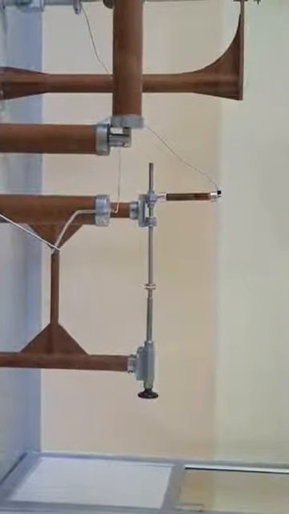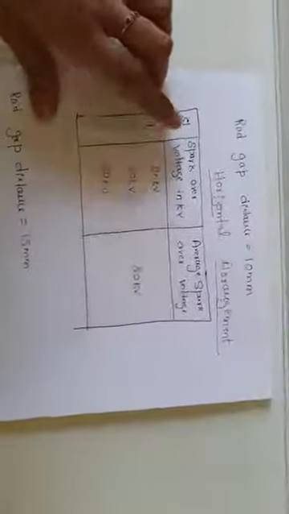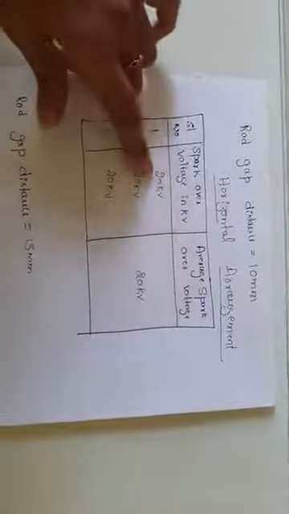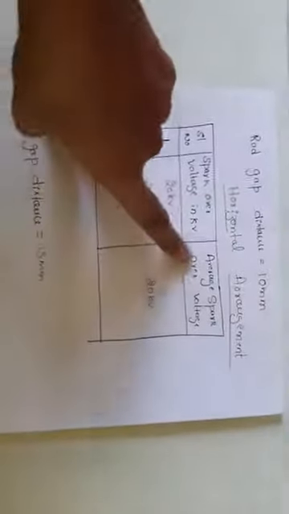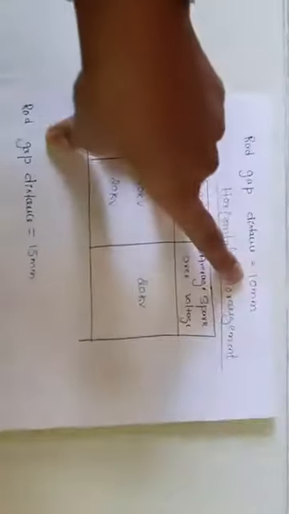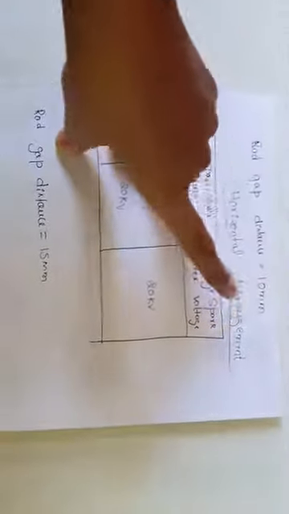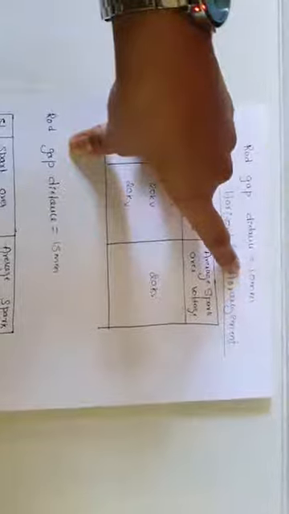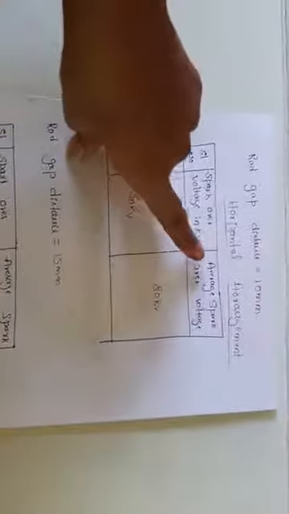For the 10 millimeter we have taken three readings. The breakdown has occurred at 20 kilovolt, so we can write the average spark over voltage is 20 kilovolt for a distance of 10 millimeter. In the same way we can increase the distance to 15 millimeter, 20 millimeter also, and in the same way we can note down the average spark over voltage of the given rod gap method.